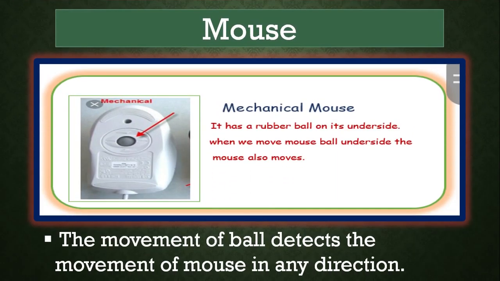So first is mechanical mouse. It has a rubber ball on its underside, and when we move the mouse, the ball underside the mouse also moves. The movement of the ball detects the movement of the mouse in any direction. So mechanical mouse is a type of mouse in which there is a rubber ball, and whenever we move the mouse, the ball underside the mouse also moves. Okay, and this ball is responsible for detecting the movement of the cursor on the screen.